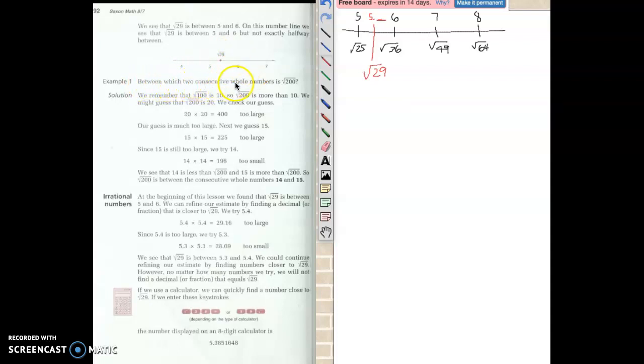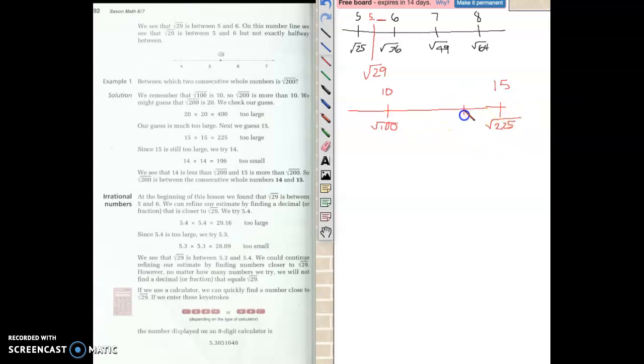It says, between which two consecutive whole numbers is the square root of 200? Well, on a number line, if you were to think about your perfect squares, you could guess, well, let's start with 10. 10 squared is 100, but that seems too small. What if we did 15? We know that 15 squared is 225, and I should probably put my little radicand symbols here. Okay, well, 225 is too large.